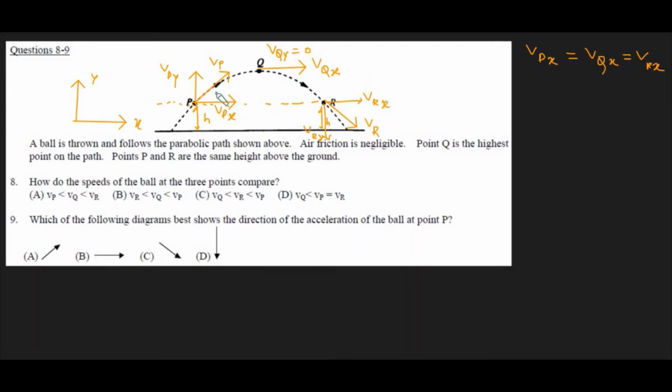And there is a certain velocity component along the vertical direction for the points P and R, but there is no vertical velocity at the point Q. That means we can directly conclude that the velocity at the points P and R must be greater than the velocity at the point Q. Now, how can we get the velocity at the points P and R? For that, let's take an example.